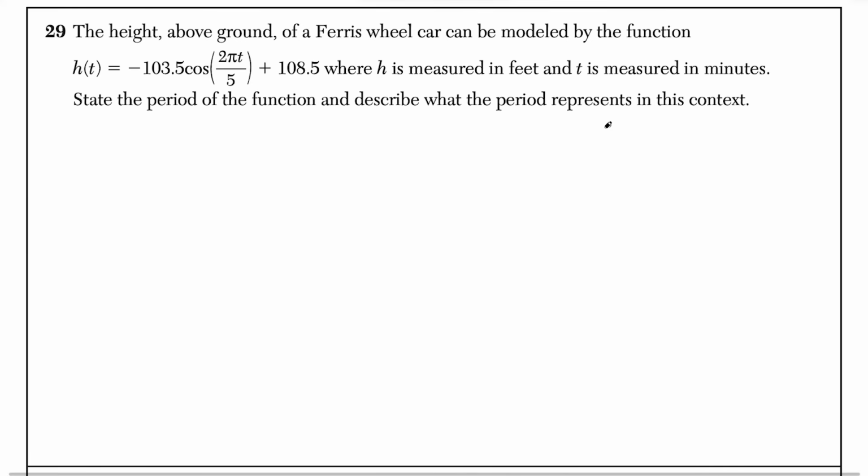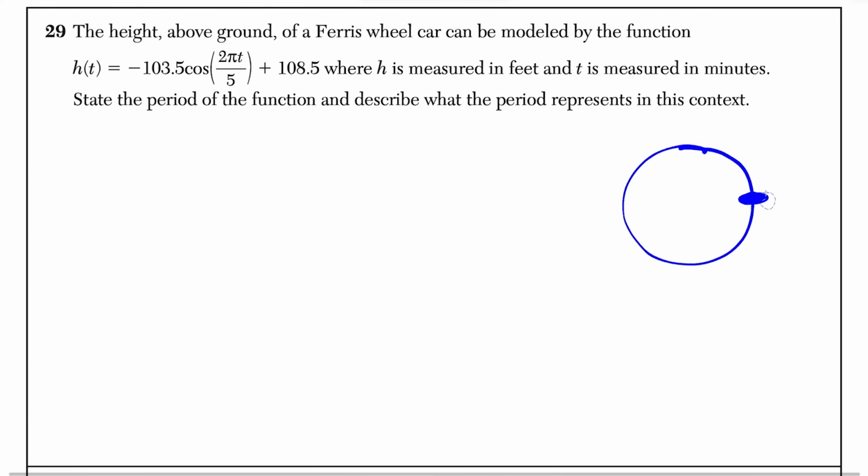Question 29, the height above ground of a Ferris wheel car can be modeled by the function h of t, where h is measured in feet and t is measured in minutes. State the period of the function and describe what the period represents in this context. So over here, I'm just going to draw out a circle. This represents our Ferris wheel. And the Ferris wheel car holding the people, let's say, is this piece over here. Okay, so this is the Ferris wheel car.